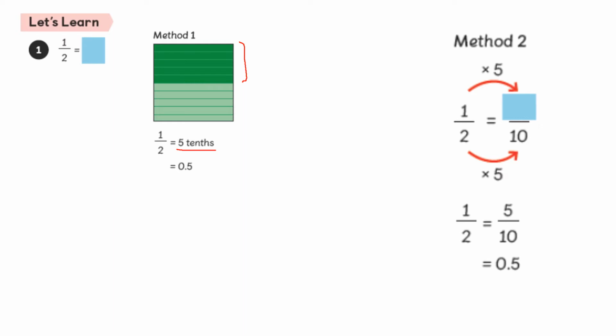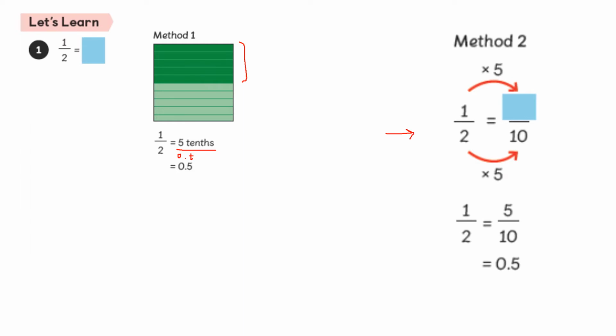Now, we've been working really hard for this unit, and I'm hoping that you'll be able to imagine that place value chart in your mind, and you'll be able to realise that we would then write 5 tenths as a decimal of 0.5, and you can just see I've drawn that on top to help you.